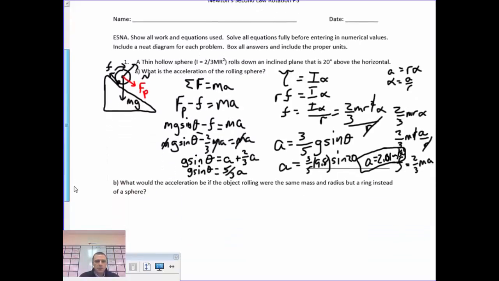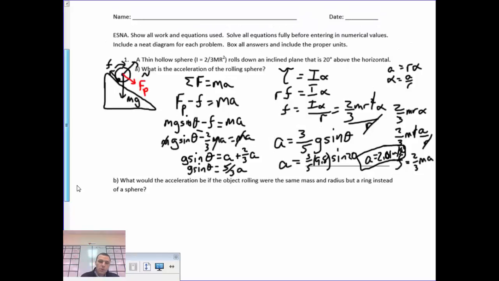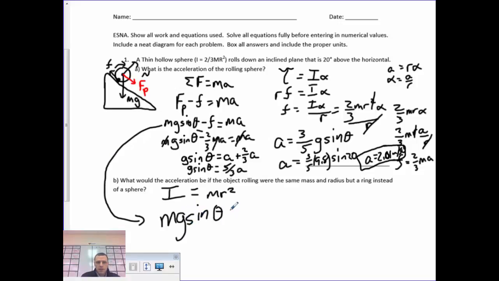Let's see, what's the next question? What would the acceleration be if the rolling object were the same mass and radius, but a ring instead of a sphere? Well, a ring has a moment of inertia that's different. It's just mr squared. And so what we would do is, if we steal a little bit of our work from above, mg sine theta minus friction equals ma. And from here, I could say that friction equals I alpha divided by r.